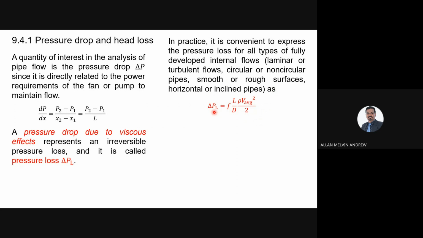So the change in pressure loss equals f L over D times rho V average squared over 2. Okay, so L is the length, D is the diameter, rho is the density, V average is the average velocity, and f is the Darcy friction factor. All these values together we call the dynamic pressure, and we multiply it by this Darcy friction factor. For different materials, there will be different Darcy friction factors.